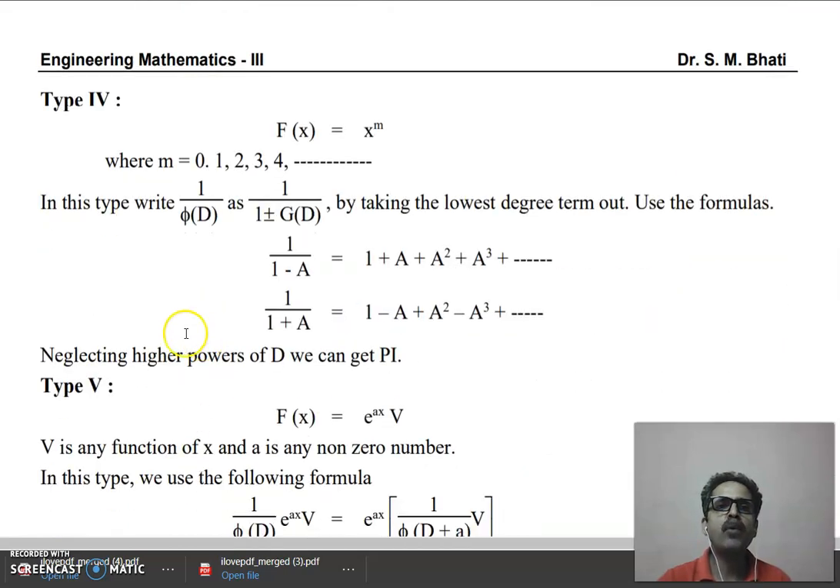Let's see now type 4. In type 4, the function is x raised to m. M here is 0, 1, 2, 3, 4 and so on. And in this type, we have to write 1 by phi(d) as 1 by 1 plus or minus g(d), by taking the lowest degree term out. That is, take the lowest degree term of phi(d) as common. Note that g(d) means some function of d, and we have to apply these two formulas, and neglecting higher powers of d, we can get the PI. This can be seen in an example.